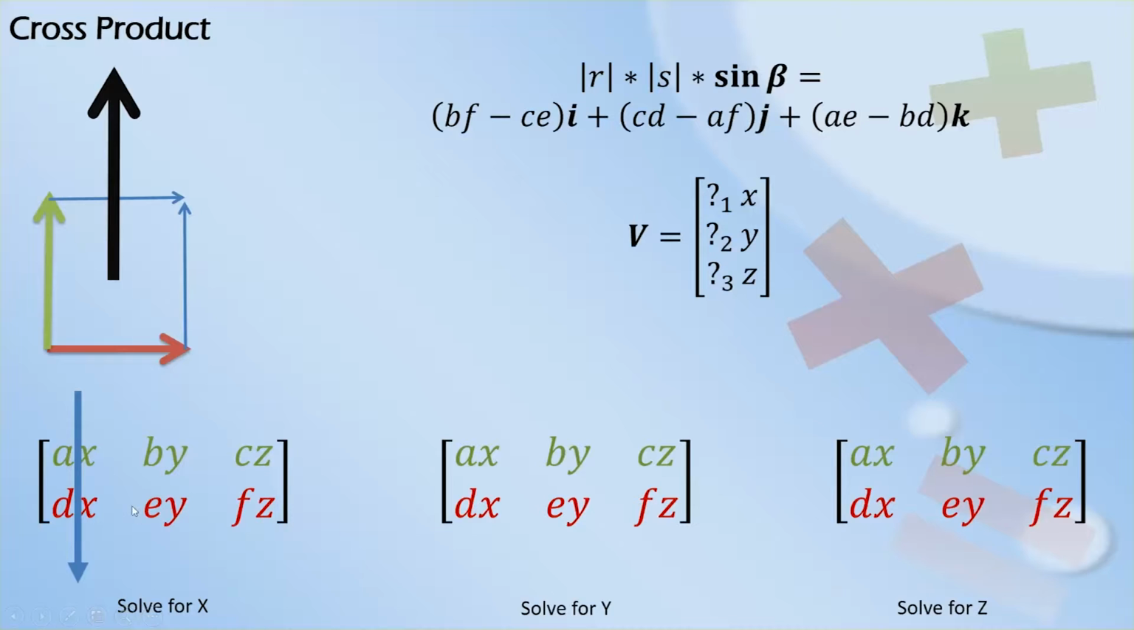So for the x, what we do is we ignore the x information. So I've drawn a line through it. The outcome here is going to be x. Now we only fixate on the remaining two components. That is the y's and the z's. The y component of the first vector times the z component in the second vector, subtract the z component in the first vector times the y component of the second vector.